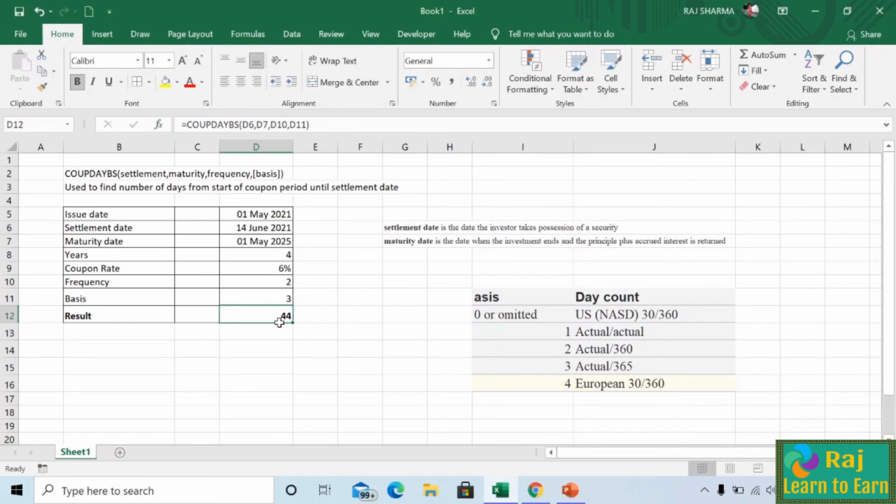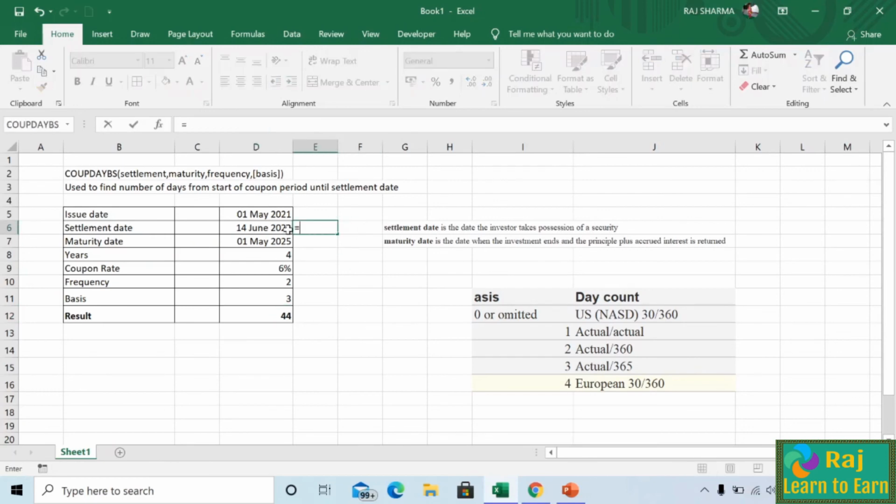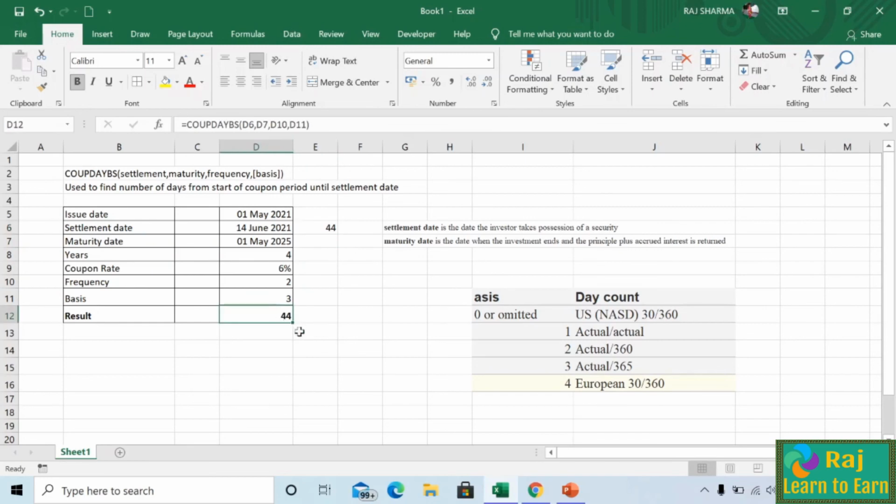Then I press enter and we get the answer of 44. Now this answer can be checked from here also, by finding the difference between these 2 dates, this minus this, so 44 days. So this formula is working very effectively, and without even looking at the issue date, we can find out the number of days between the coupon start date to the settlement date.